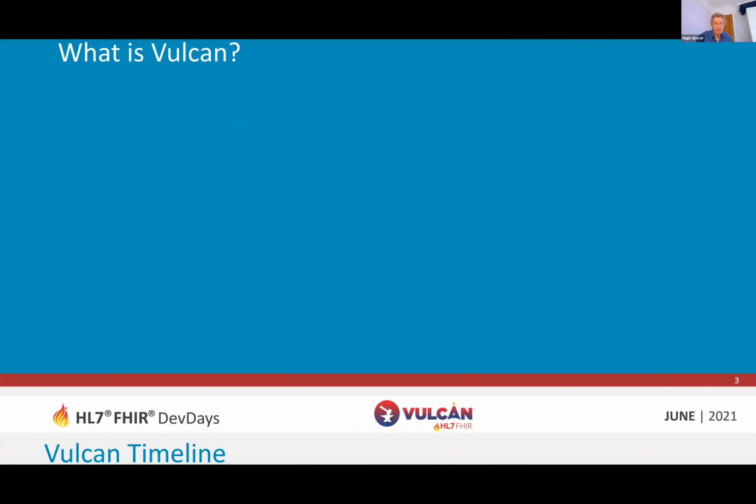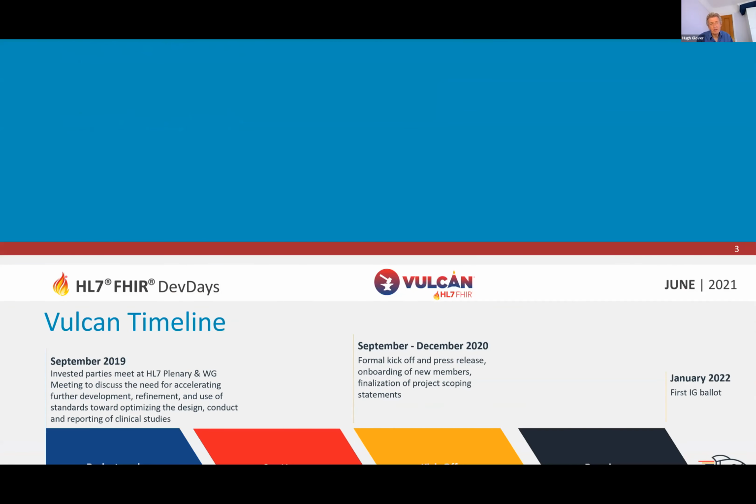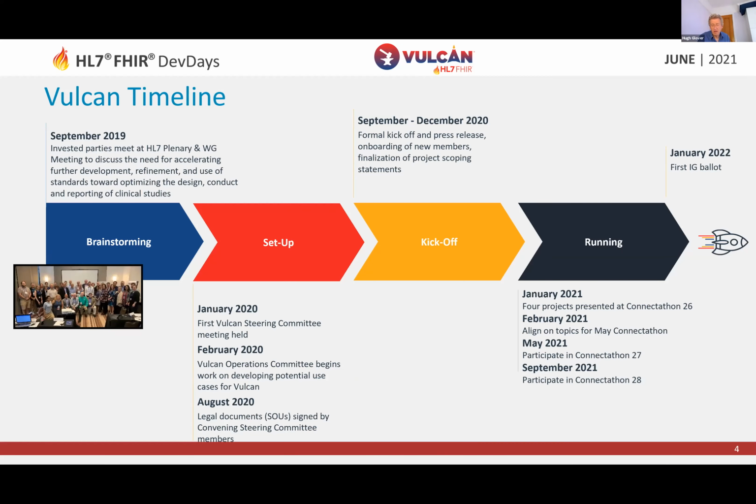So what is Vulcan? I am not going to dwell on this at length, but Vulcan started up in 2019 at a September working group meeting. A set of like-minded people coming together who wanted to make more progress in clinical research. We got derailed a bit by the pandemic like everybody else. Really started working properly in about September of last year. Did our first Connectathon in January, second Connectathon in May, and there's a sequence of Connectathons, I think, coming down the pipe towards us for the next few years.